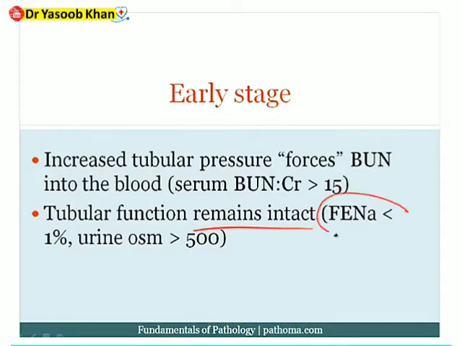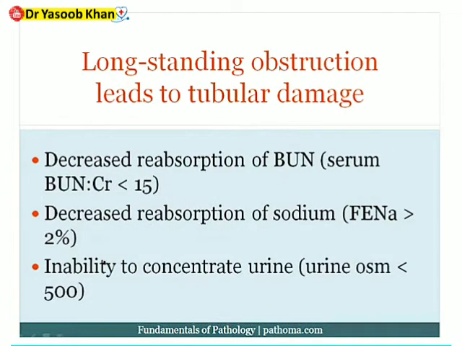and so therefore the FeNa will be less than 1%, and the urine osmolality will be greater than 500, both indicating that the tubules are functioning fine. If there's long-standing obstruction, however, eventually the tubule will get damaged. And when the tubule gets damaged, you're going to get decreased resorption of BUN, because the resorption of BUN is dependent on an intact tubule. Therefore, the serum BUN to creatinine ratio will now be less than 15.